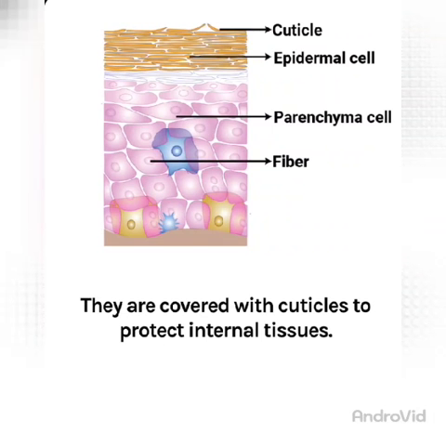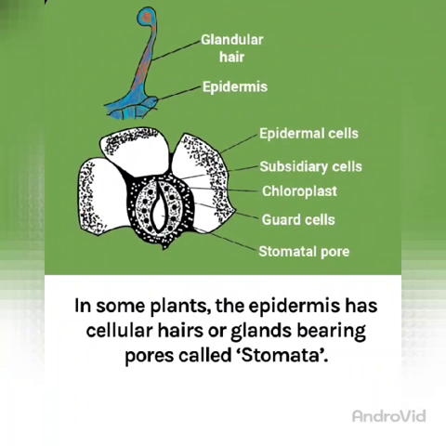If cuticle is present, that function will be protective. That means it will protect the internal tissues. In some plants, the epidermis has cellular hairs or glands, bearing pores called stomata. And you know that stomata are found on the leaf surfaces, on the lower side of the leaf. These stomata are incorporated between the epidermal cells, and these epidermal cells in some plants get incorporated with cellular hairs or some glands also.